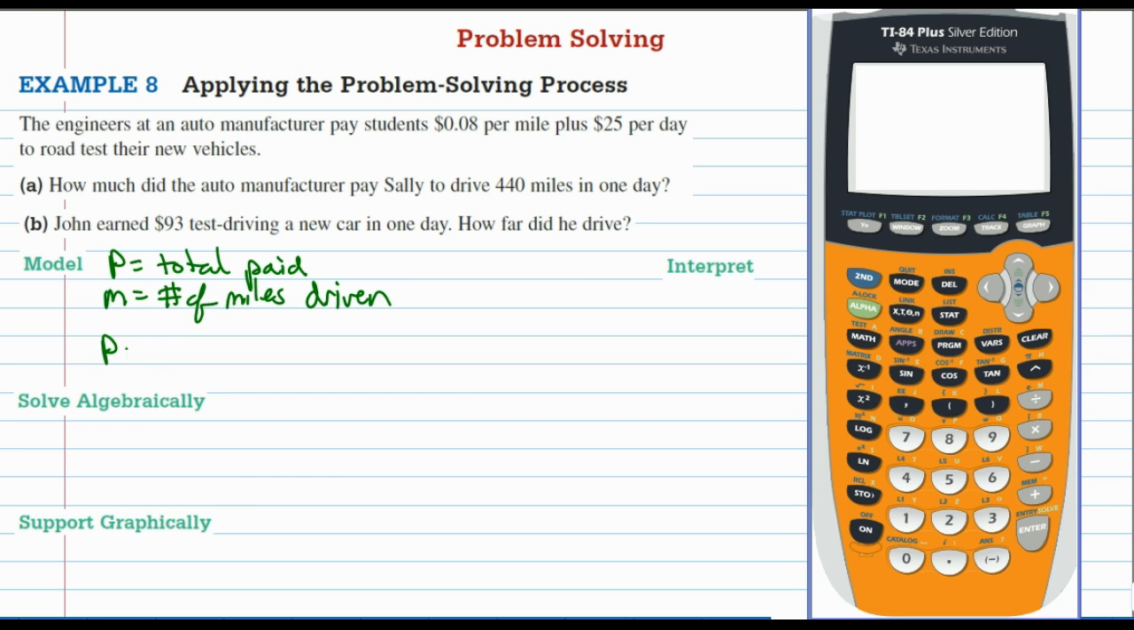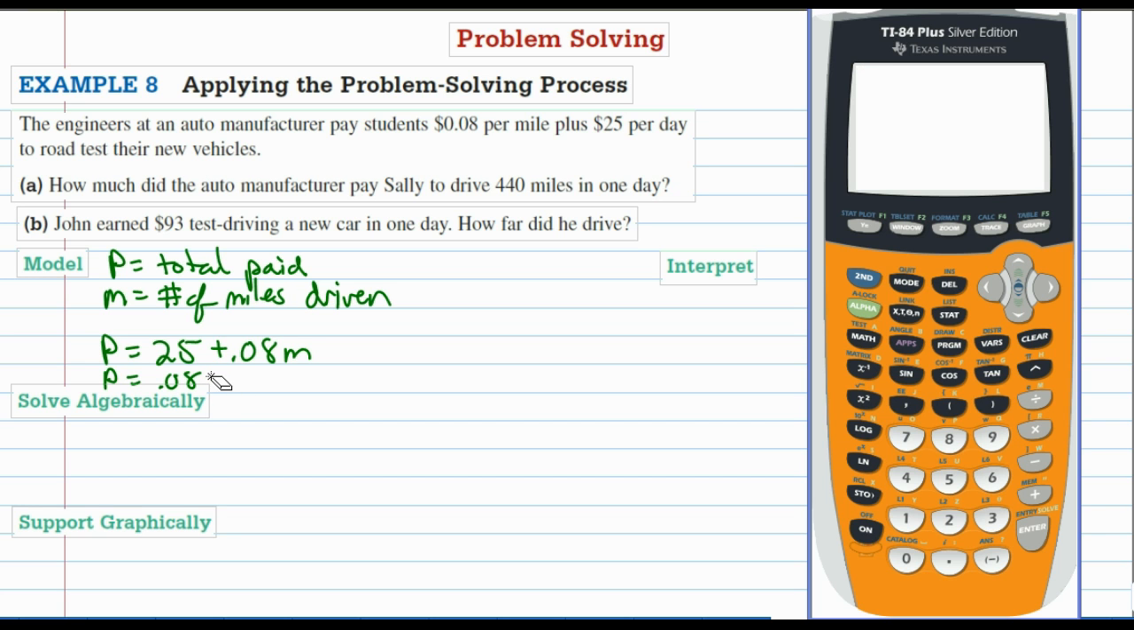Our model is going to be P equals $25 per day plus 8 cents per mile. Typically we're used to seeing this in slope-intercept form, so if you want to rewrite that as 0.08m plus 25, that's fine too. It's asking us to solve algebraically, so the same model is going to be used for both part A and part B. We're going to take part A and solve that algebraically.